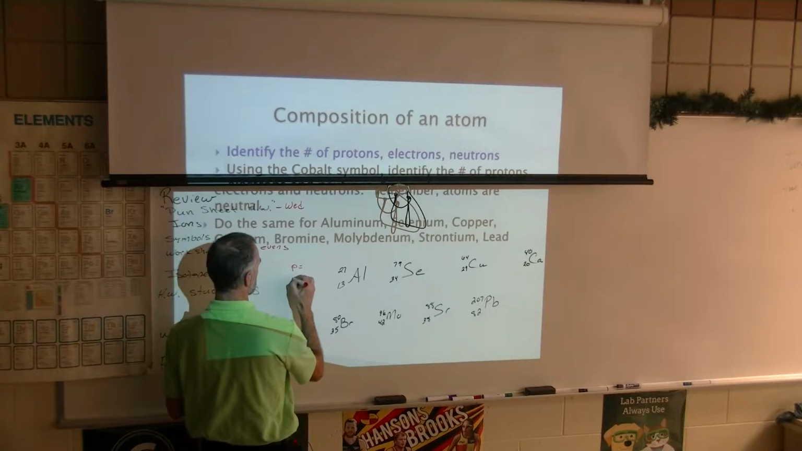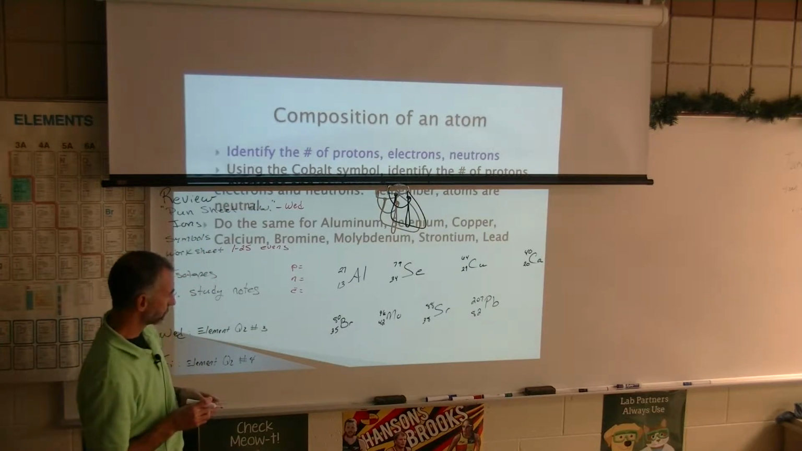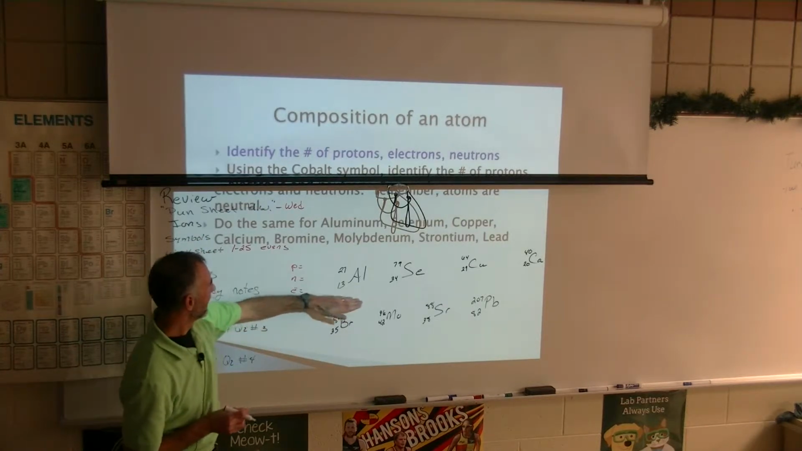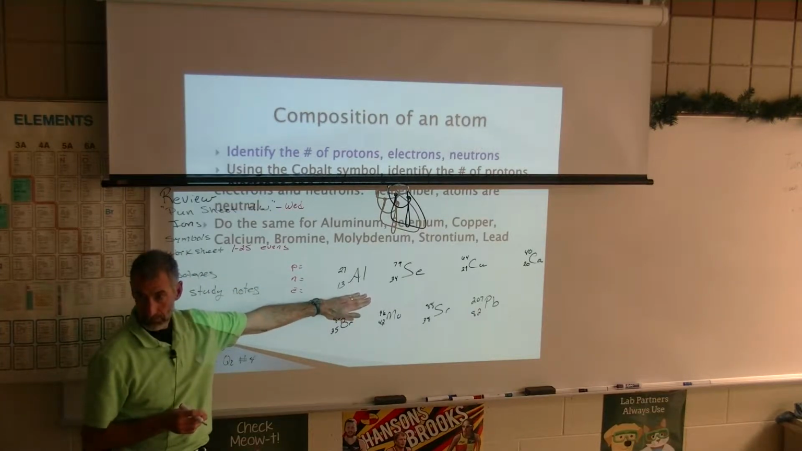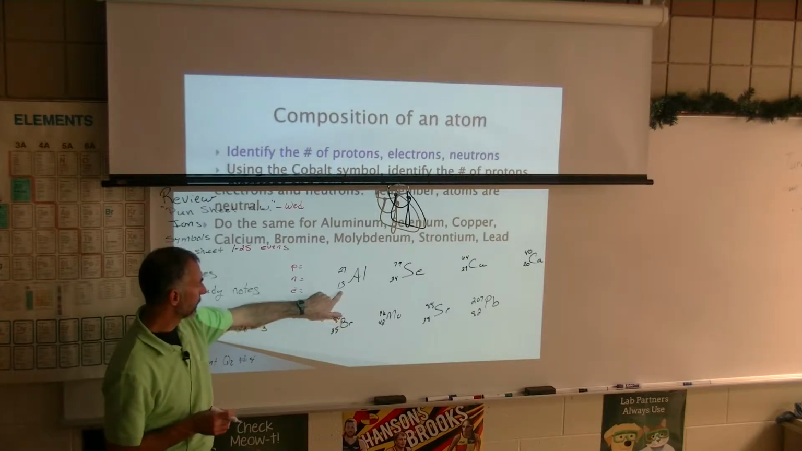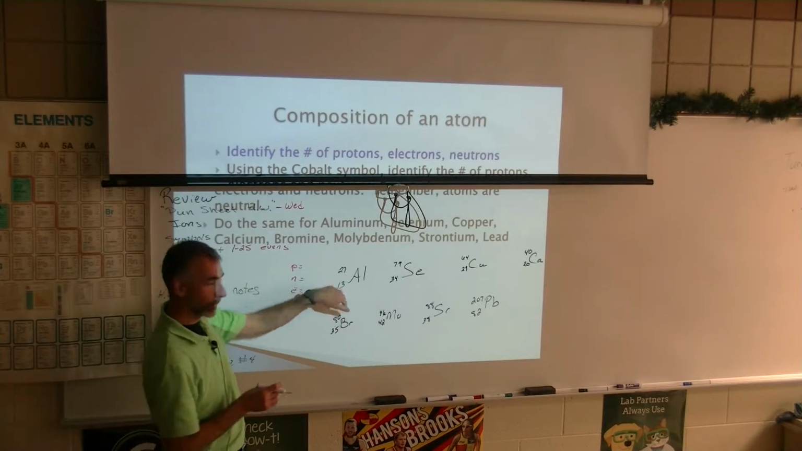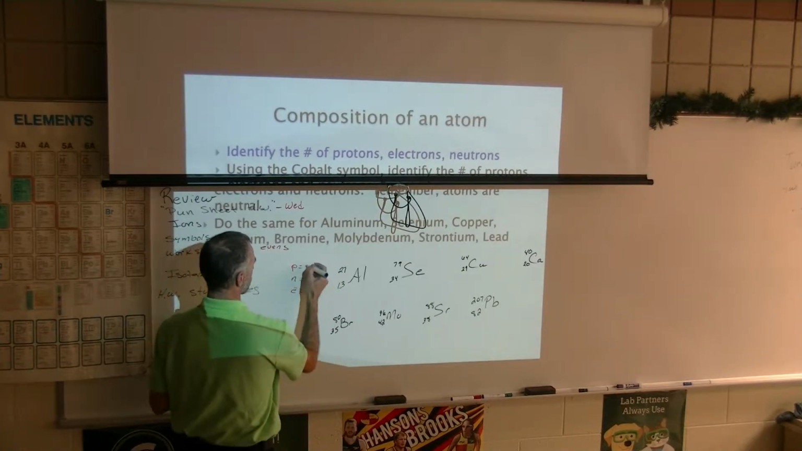So protons, neutrons, electrons. It doesn't really matter what order, that's just the order that we do it in. Looking at the symbol, how can I identify the number of protons? What tells me the answer? Yeah, the bottom number is my atomic number, which is the number of protons. So I'm going to put 13 for that.